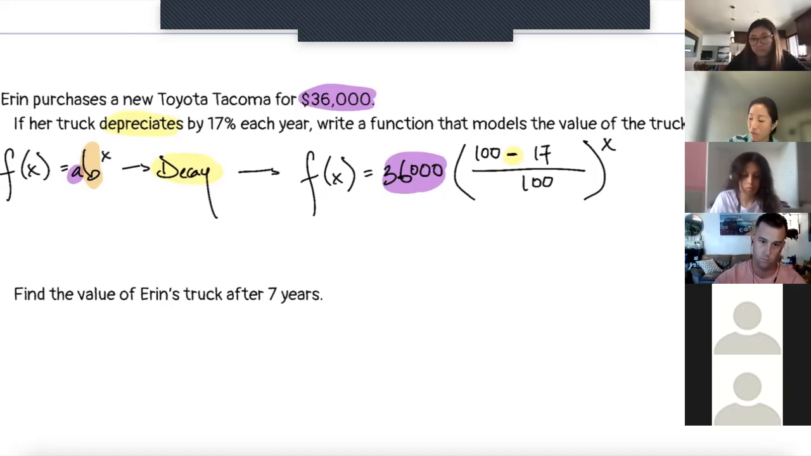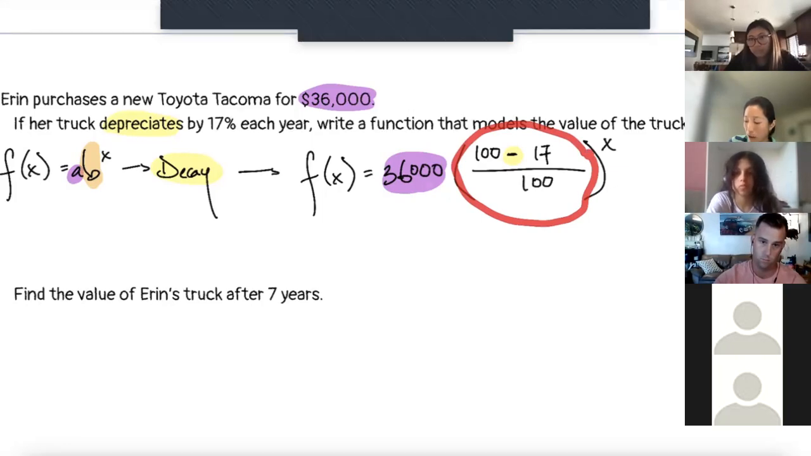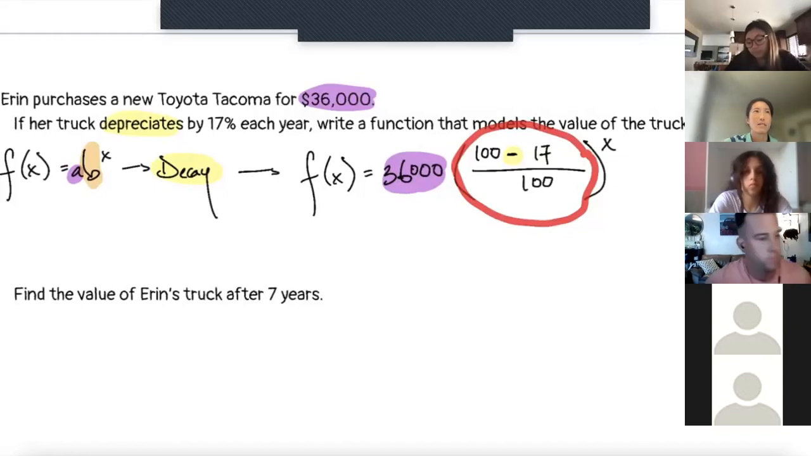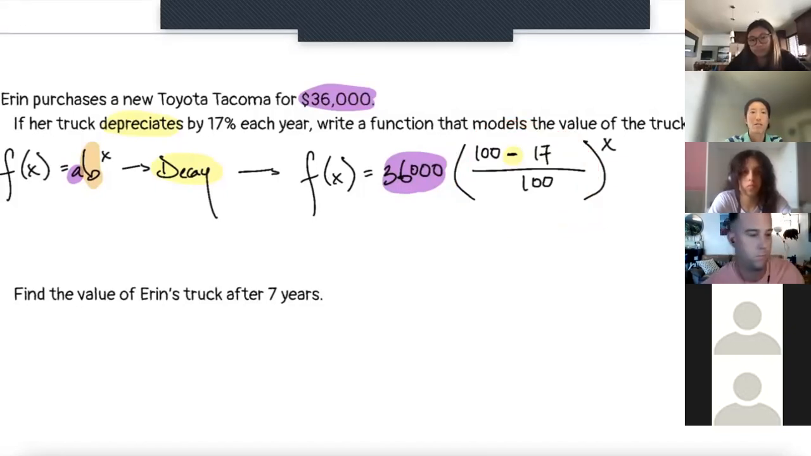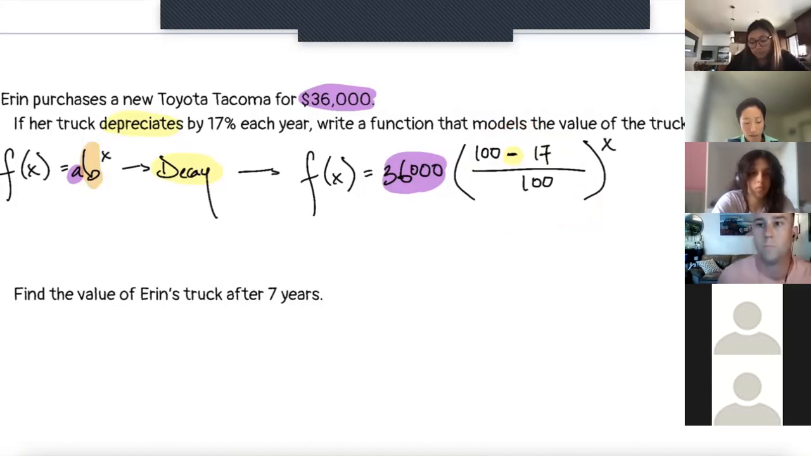So what I'd like you to do is go ahead and use this Desmos calculator and type in that left-hand column 100 minus 17 divided by 100. All right, so let's just practice using that calculator. If you just type that in, I think what happens is you end up with something like this, 100 minus 17 over 100. Is that what folks are seeing when they type that in?